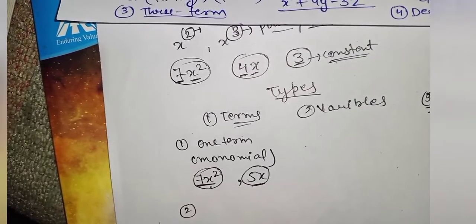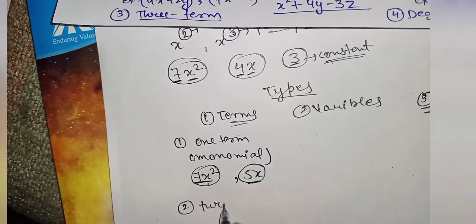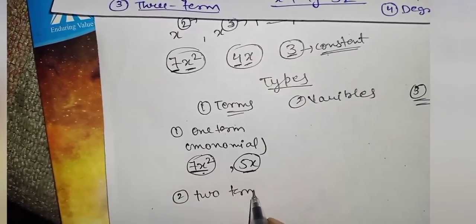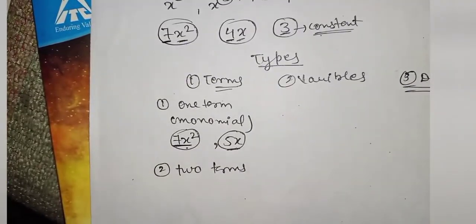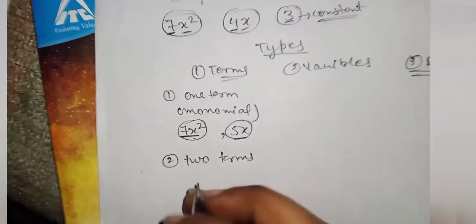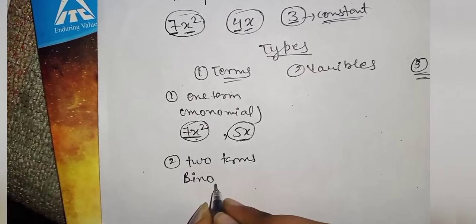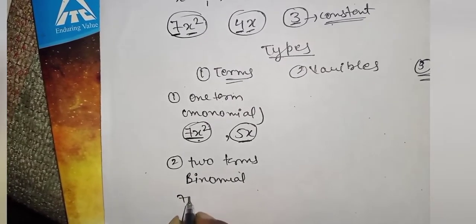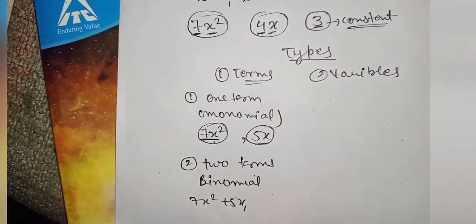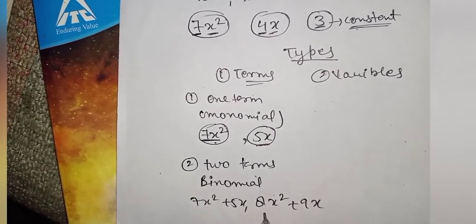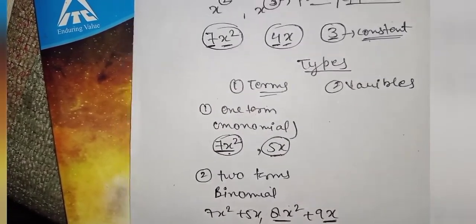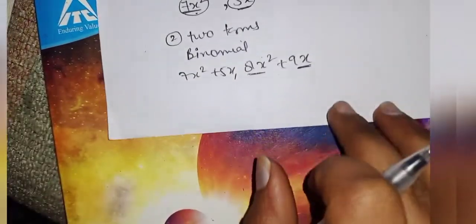If you see two terms in an equation, then we can say it is a binomial. For example, 7x square plus 5x, or 8x square plus 9x, or anything in which there are two terms. So it can be said to be a binomial.